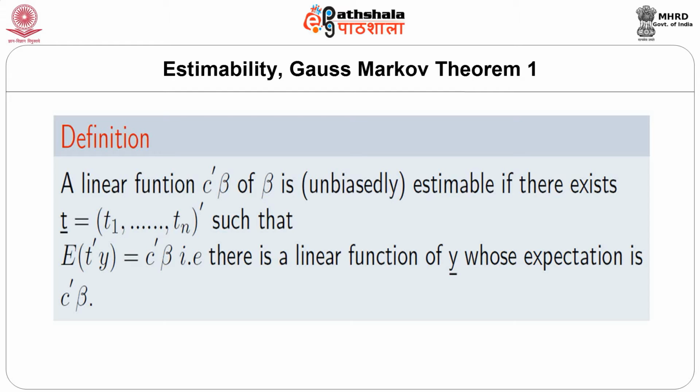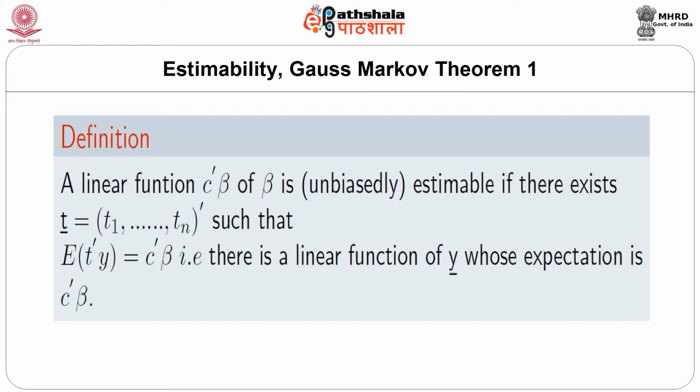This might look somewhat confusing in the beginning. Just remember that beta is the vector of parameters and c prime beta, that is c transpose times beta, gives you something which is linear in beta. And the vector t is written with a transpose at the end because all the vectors in linear models are considered to be column vectors. Since it is difficult to write column vectors on the screen, we have written it as a row vector together with a transpose symbol.